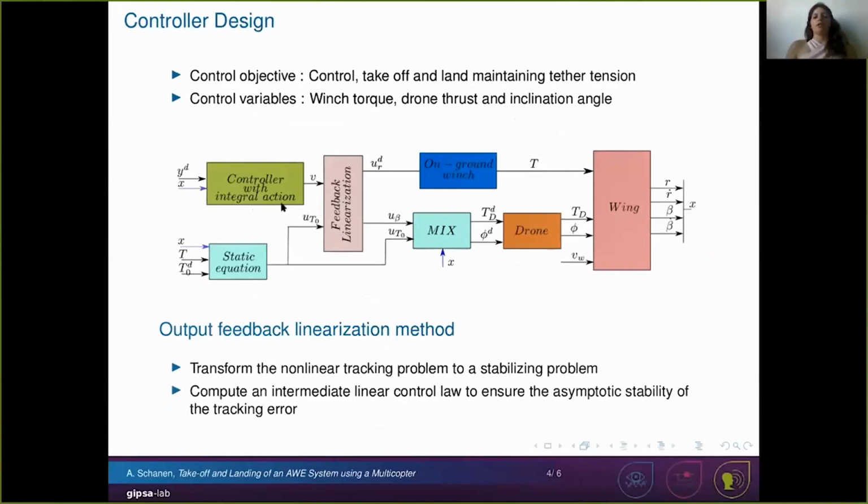Here is the control architecture, which involves an output feedback linearization method. This method allows us to transform a nonlinear tracking problem into a stabilizing one. And once we have a linear problem, we can compute an intermediate linear controller. An important thing to notice in this scheme is that the tether length R is controlled with the winch and the force UR, and the elevation angle beta and tension force of the tether by the drone and its radial and tangential components UT0 and U beta.